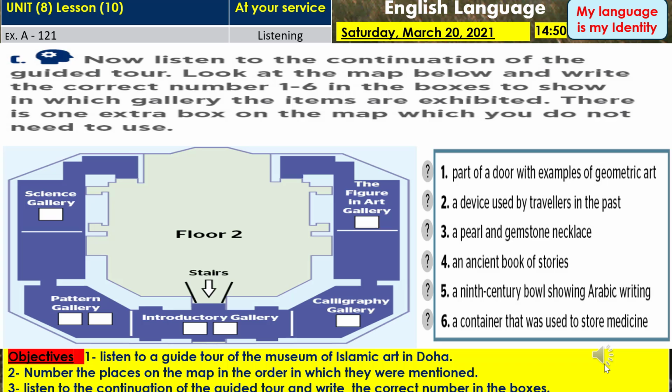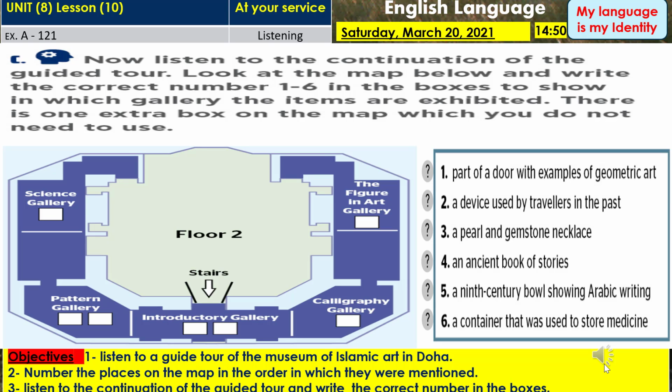Now we will move on to the second floor. If you would like to follow me up the stairs here, straight ahead of us is the Introductory Gallery. If you follow me, you can see one of the most famous pieces here. This bowl comes from Basra and shows some of the earliest forms of Arabic writing. It dates back to the 9th century.